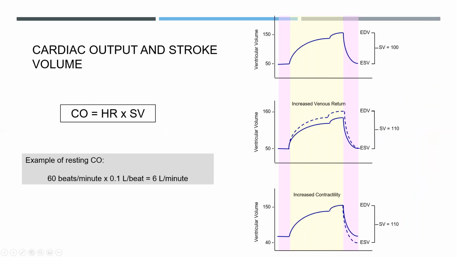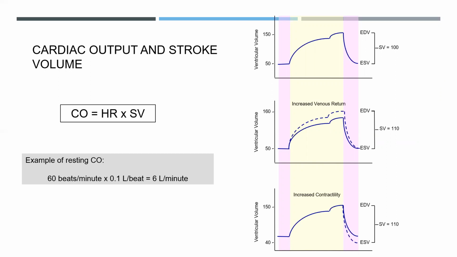Now, one very important concept when we're talking about hemodynamics is cardiac output and stroke volume. So cardiac output is basically the amount of blood pumped by the ventricle in 1 minute. So any factor affecting the heart rate or the stroke volume, that's the amount of blood that's leaving the heart, will affect a patient's cardiac output. So a normal cardiac output is typically 4 to 8 liters per minute.